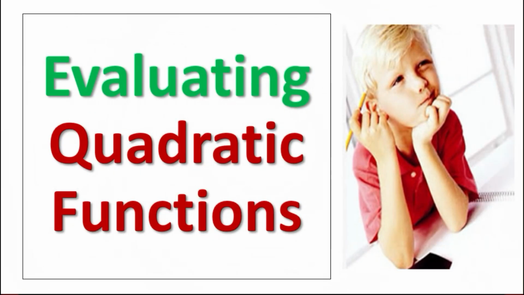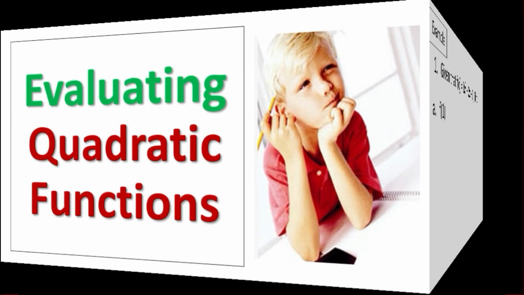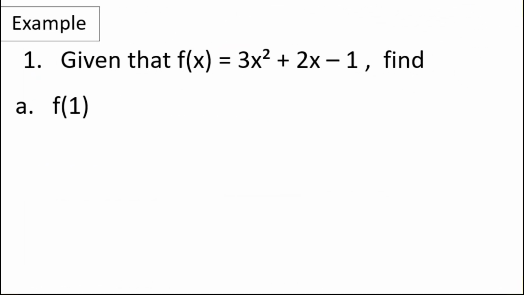So next part, we have evaluating quadratic functions. So evaluate quadratic functions means you will substitute a certain real number to the quadratic function, simplify it, and find the value of the expression. So to better understand how to evaluate quadratic functions, let me provide you with some examples. So example 1, given that f of x equals 3x squared plus 2x minus 1, let us find f of 1. So first thing to do, copy the quadratic function.